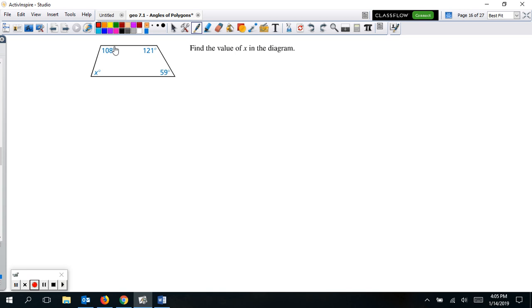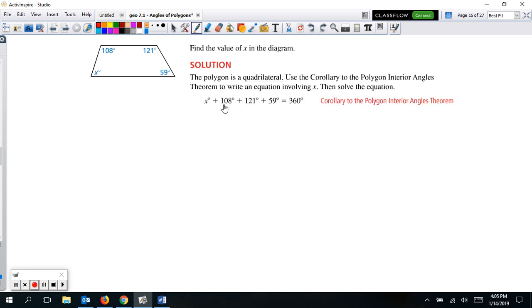It's given us interior angles. One of them is x. It wants us to find the value of x. And so we're just going to go ahead and add those up here, 180 plus 121 plus 59, and add that all up. With the x, it's going to equal 360. So it's going to be x plus 288 equals 360. Just subtract 288 and we get 72 for x. So that's all we have to do when it's something like that.